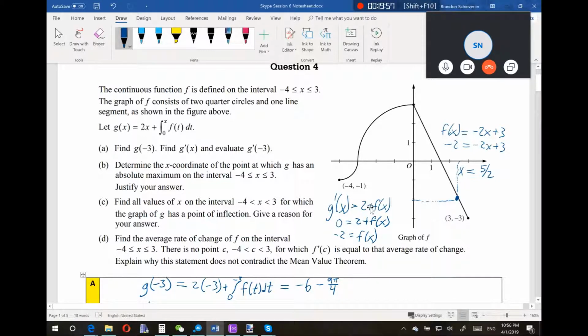The next one, I want to find all the values of x for which the graph of g has a point of inflection. What has to be true about g of x at the point of inflection?